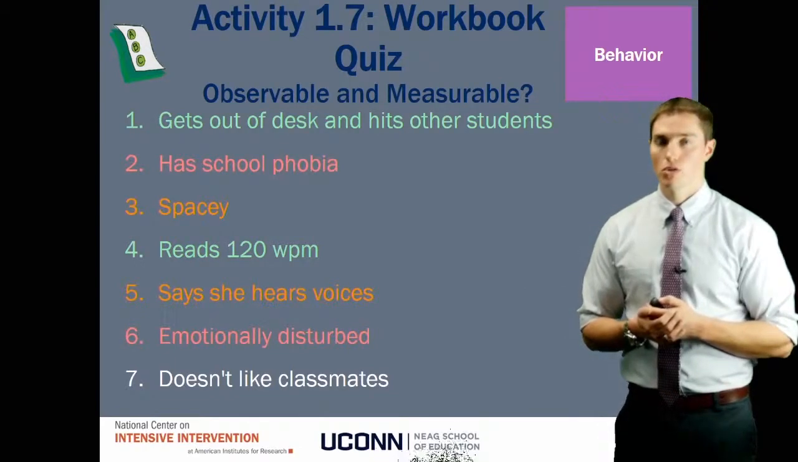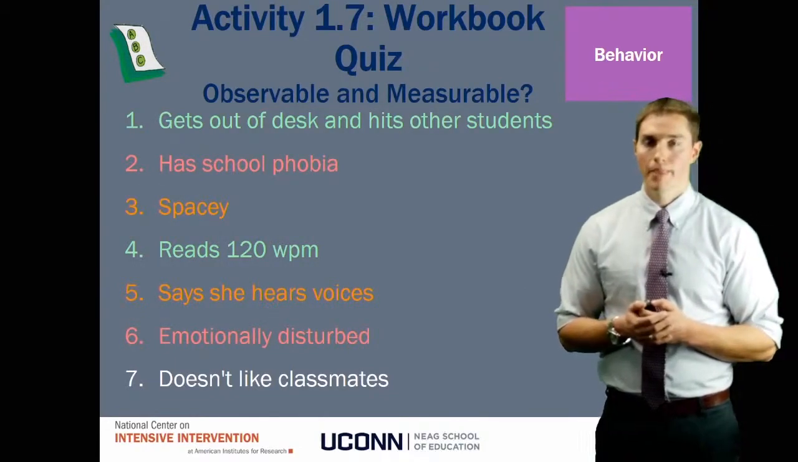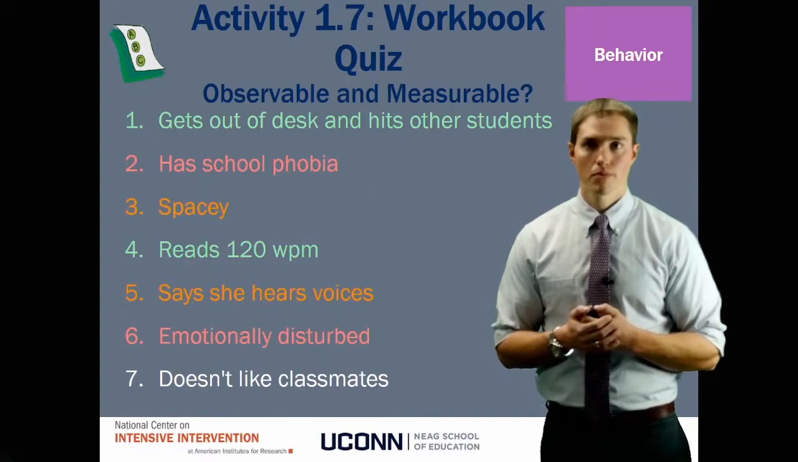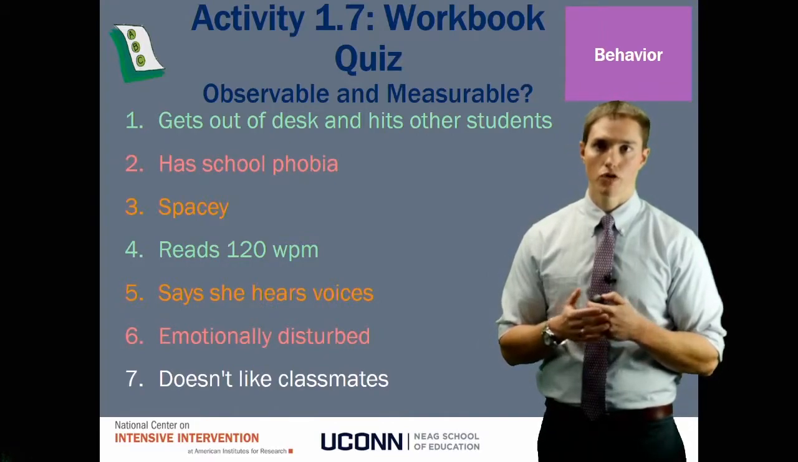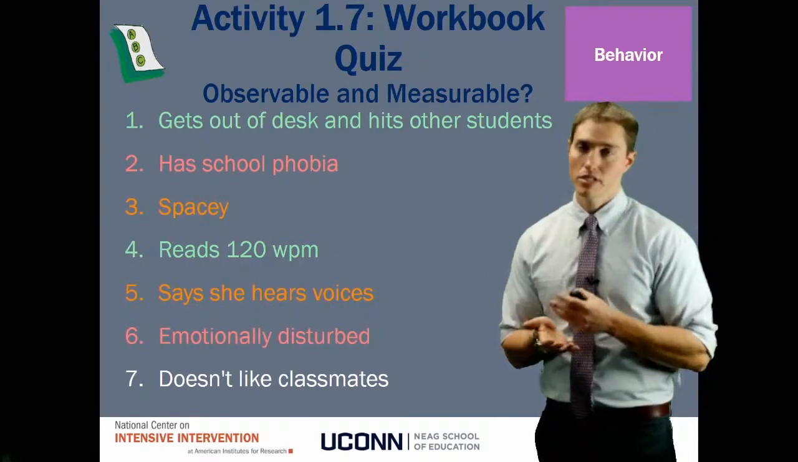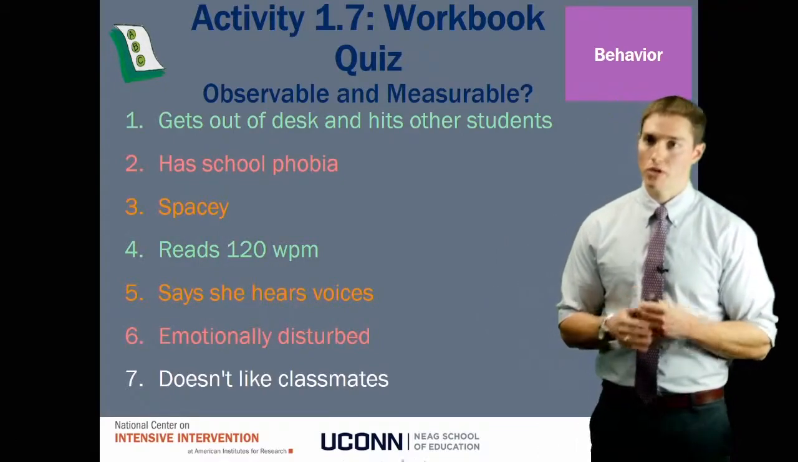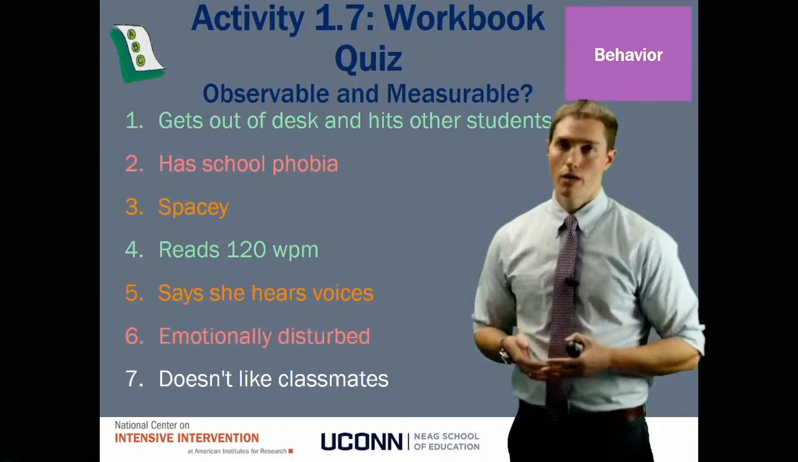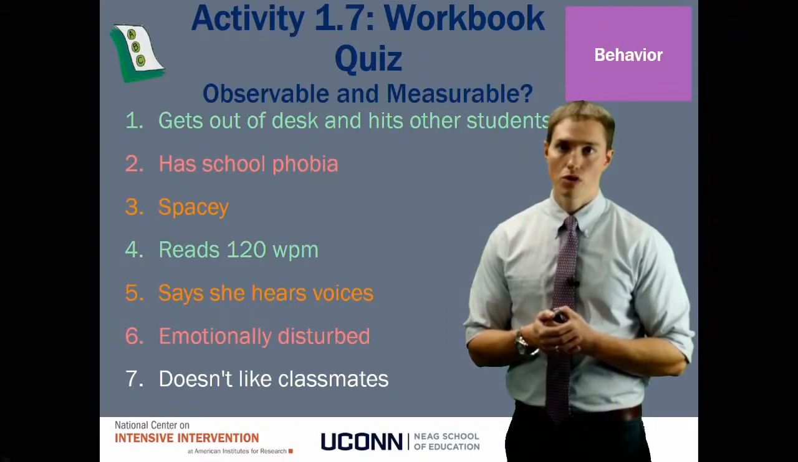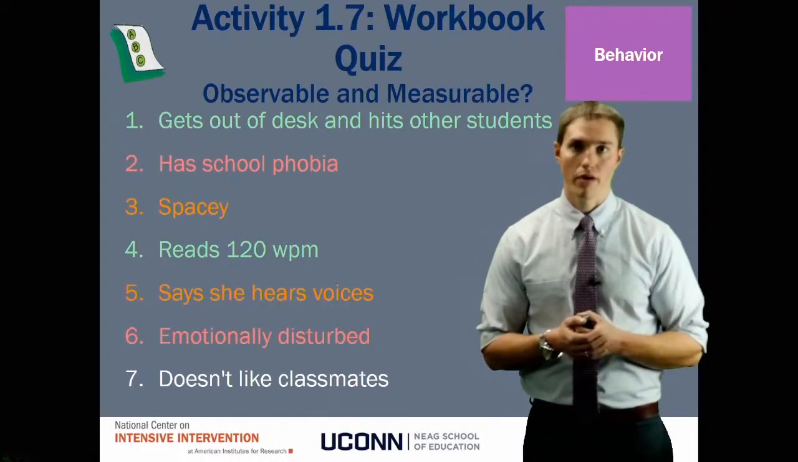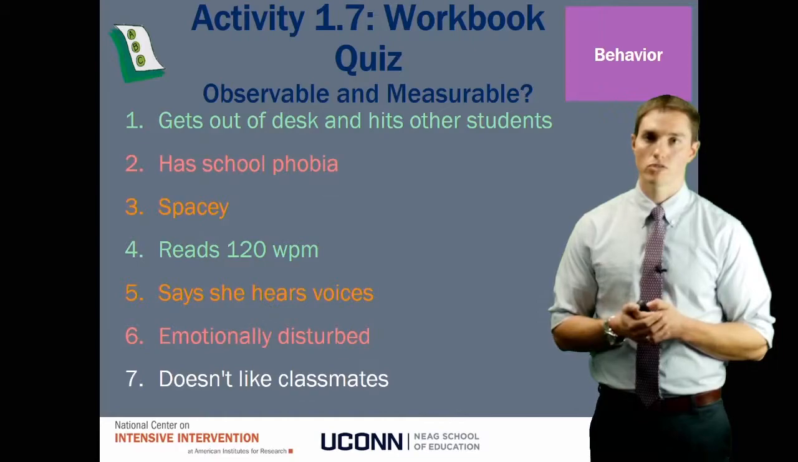The student is emotionally disturbed. I highlighted this one red. This is not observable and measurable. Again, this is an understanding the student may have behavioral challenges that have been sustained across time. However, it's not something that you could certainly walk into a classroom and objectively identify the emotionally disturbed behaviors of any one individual. Therefore, it remains red.